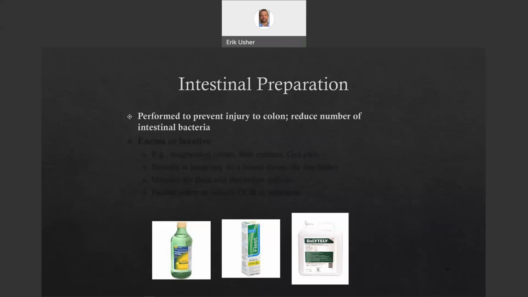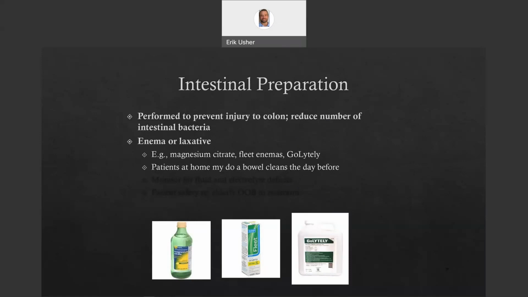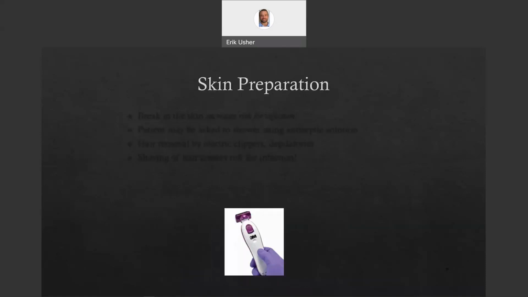Intestinal prep. So colonoscopies, it's performed to prevent injury to the colon by, one, reducing the number of bacteria, and two, if they're looking in there, it cleans it up so they can see. So enema could be a laxative, citrate of mag, fleet enemas, go lightly. If anyone's ever had to go lightly, that is a misnomer right there. You go lots. It's like drinking salt water. It's gross. Patients at home, they can do a bowel cleanse the day before surgery, but also need to monitor their fluid and electrolyte deficits. Again, we can lose those electrolytes with aggressive bowel cleansing. And patient safety, elderly, make sure that they're out of bed for the restroom, make sure that there's safety involved with that, and it's free of clutter, etc.